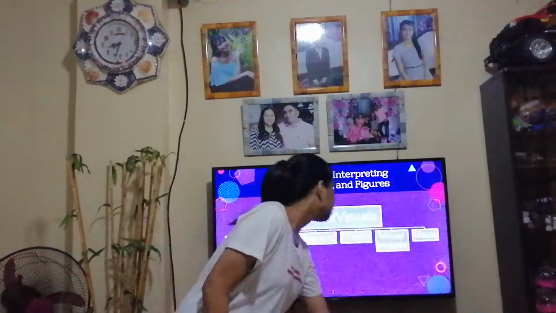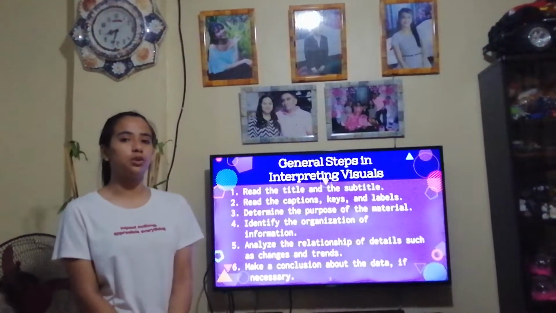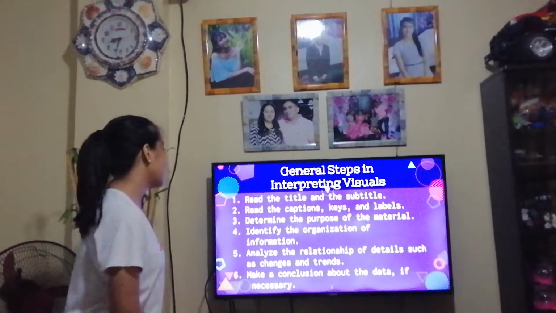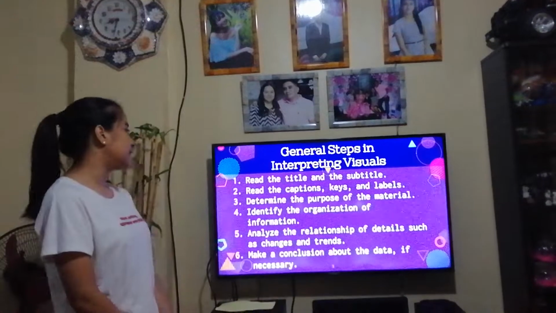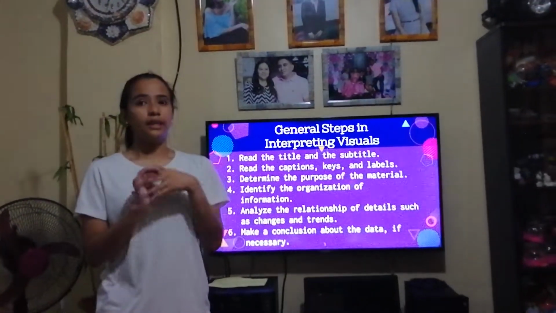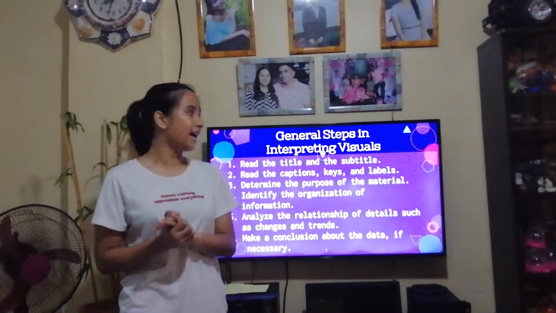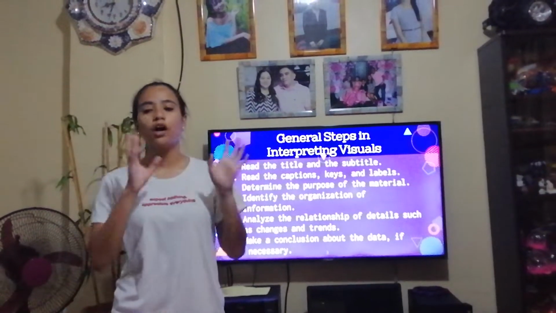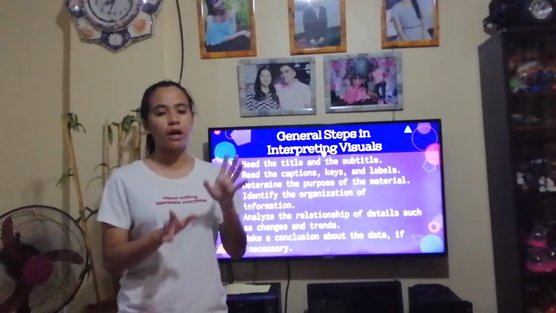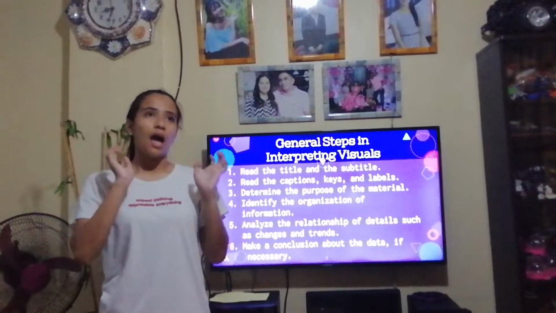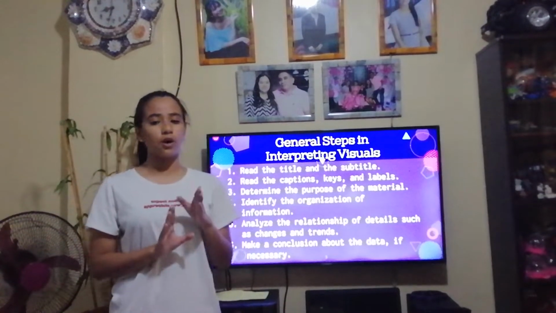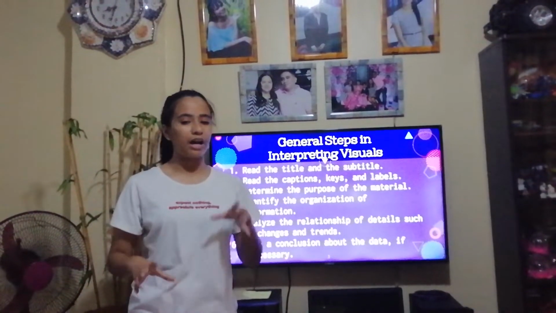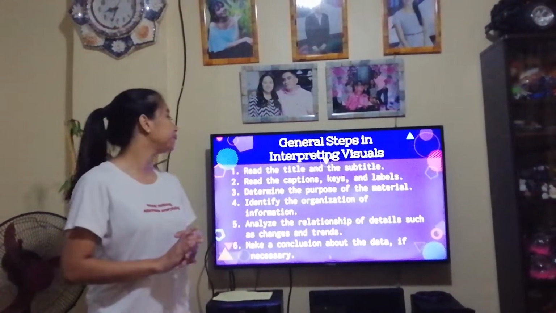And now let's proceed to the general steps in interpreting visuals. Step 1. Read the title and the subtitle. The title and the subtitle are commonly placed at the top or front page of the graphic visual. It can help you to have an idea about the visual.